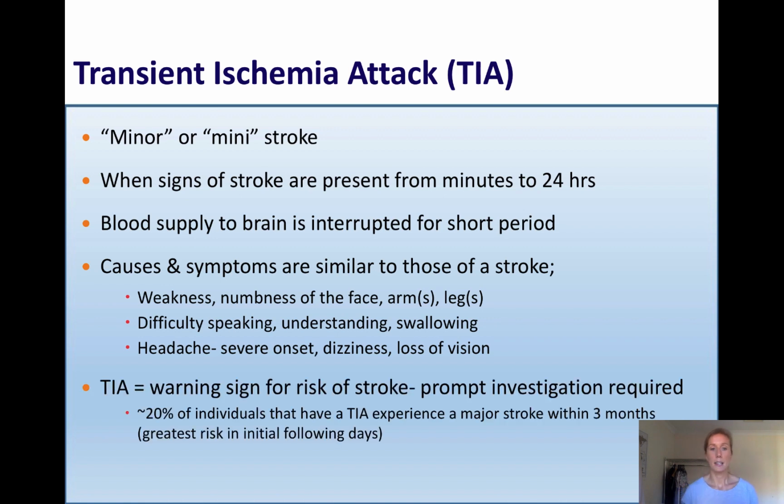Big point with these guys is a TIA, a transient ischemic attack, is ultimately a warning sign for a stroke to potentially take place in the not so distant future. So prompt investigation is required. It's really important that the individual receives treatment and investigation, whether there are any signs that a stroke could be occurring, and there's some alarm bells there. So 20% of individuals that have a TIA experience a major stroke within 3 months. Okay, so the greatest risk is actually in the initial following days, hence why urgent medical treatment is really, really important for these individuals.